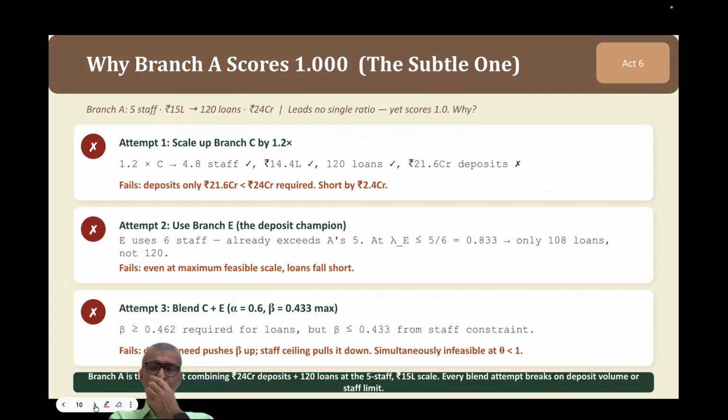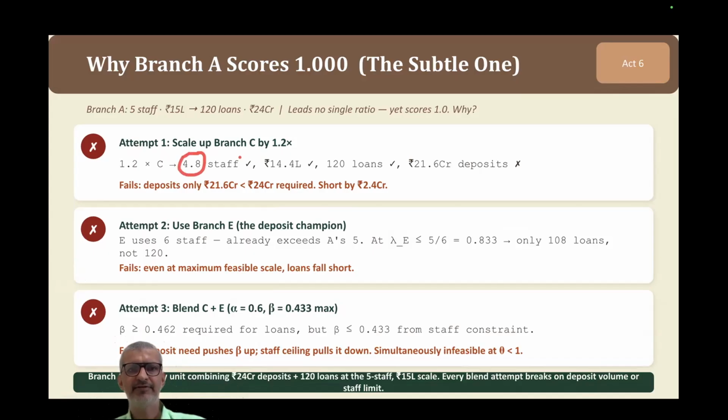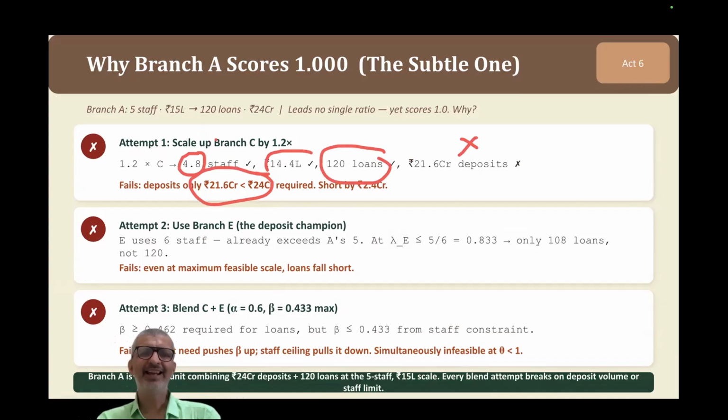Now, why branch A scores 1? A is not the best in any of these, but here we need to understand the subtlety. What we could do, we could look at scaling up branch C by 1.2 times. So if we do that, 1.2 into C, you see 4.8 staff, 14.4 lakh, 120 loans, but its deposits are 21.6 crores. So deposits are less than branch C. So this scaling won't help, right? This scaling up of branch C won't beat branch A.